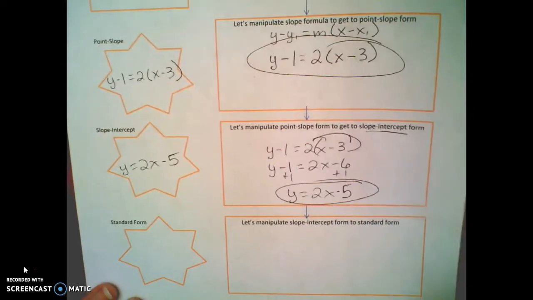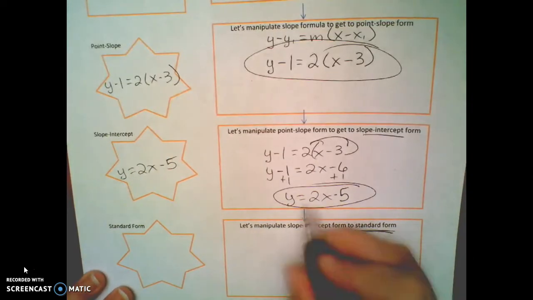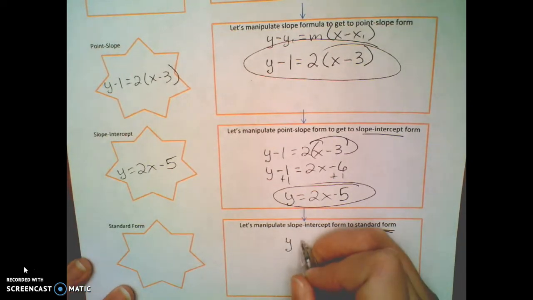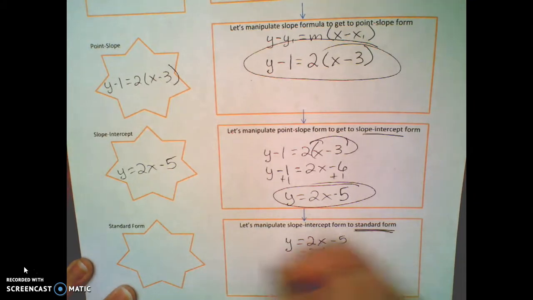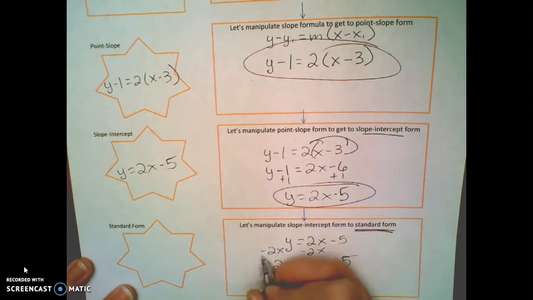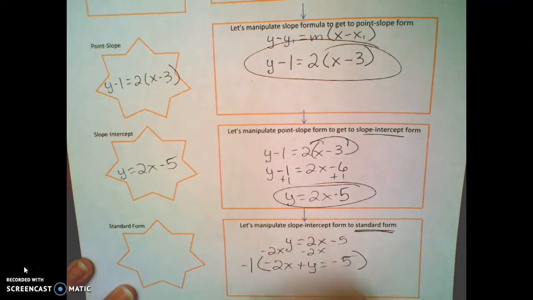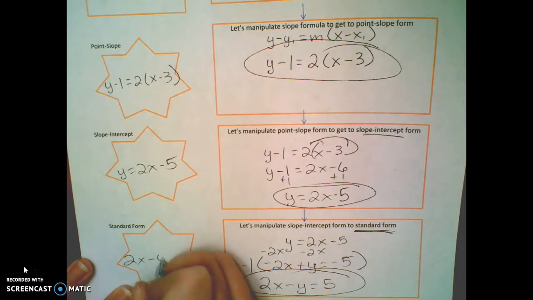Then to change that into standard form, I want my x on the other side. So I'm going to subtract 2x from both sides. So now I have 2x plus y equals negative 5. I want my x to be positive, so I'm going to multiply it by negative 1. So now I get 2x minus y equals positive 5. And that's my answer for that one.